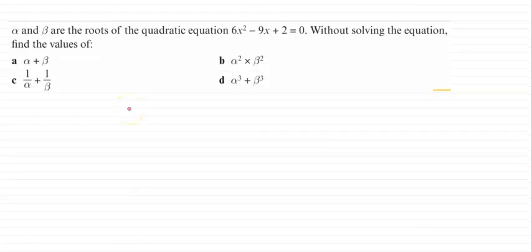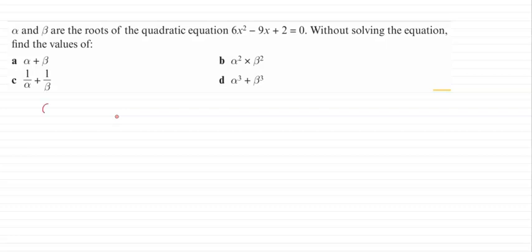So in this question, alpha and beta are the roots of the quadratic equation 6x square minus 9x plus 2 equal to 0. Without solving the equation, find the value of alpha plus beta, 1 over alpha plus 1 over beta, alpha square beta square, and alpha cube plus beta cube. So please give it a try. I hope you must have tried. You can check your work with my solution.